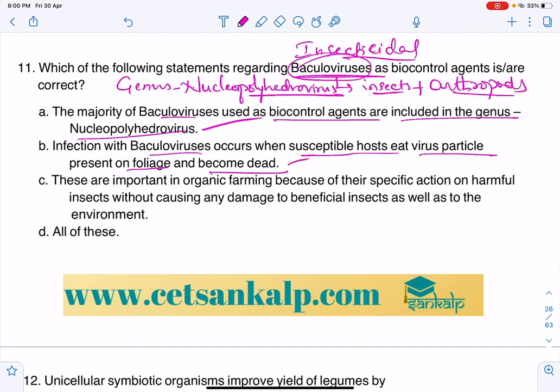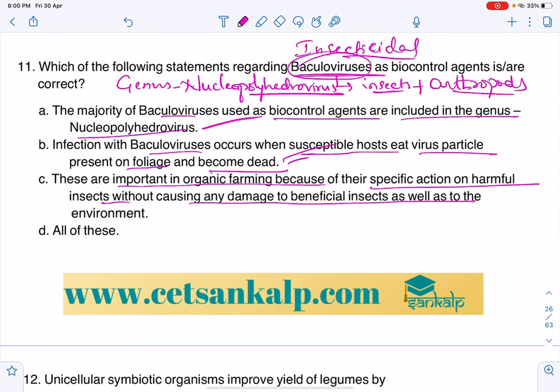And they are going to spray them. So baculoviruses are used in crystal form, and along with Bacillus thuringiensis Bt toxin, they are the most widely used microbial pesticides. These are important in organic farming, with specific action on harmful insects without causing damage to beneficial insects as well as the environment. So all of these are correct. So the 11th one, D is the answer.